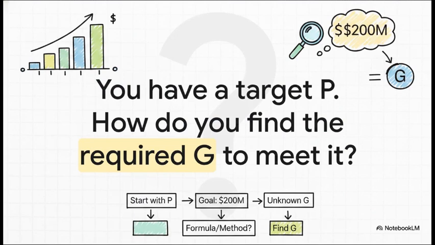And that kind of leads to a final interesting question, right? We've spent all this time figuring out P or A when we already know G, but what if you flip it around? What if you have a target, say a present worth of exactly $200 million, and you need to figure out what that annual increase G has to be to hit that number? Now, that's the next level of thinking and a really great place for you to explore next.